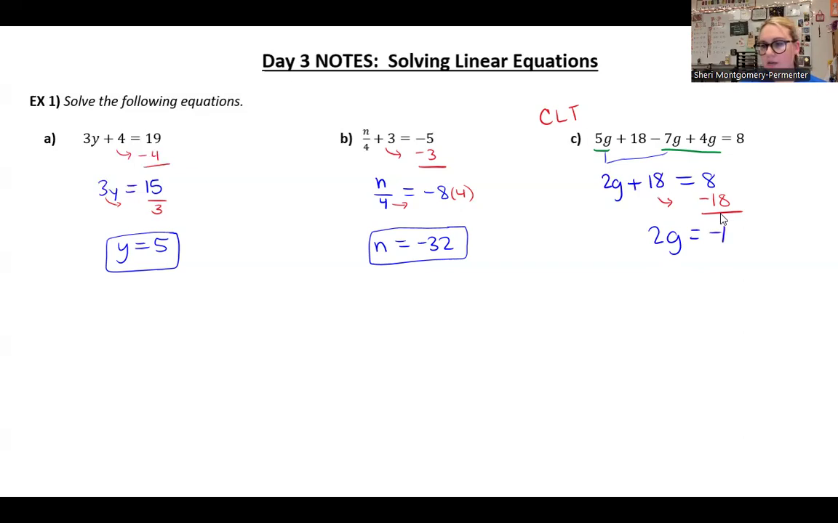Negative 10. So also that first quiz, no calculator, there is no shame in counting on your fingers. Do what you've got to do to get the right answer. So I know that sometimes we struggle with those negatives. And what's my last step? Divide by 2. So I get G is equal to what? Beautiful. Y'all are really good at this. Y'all must have done lots of solving last year because y'all are pretty good.